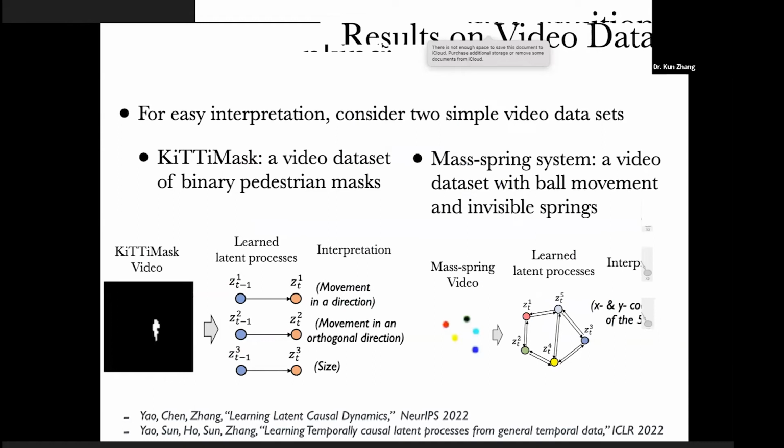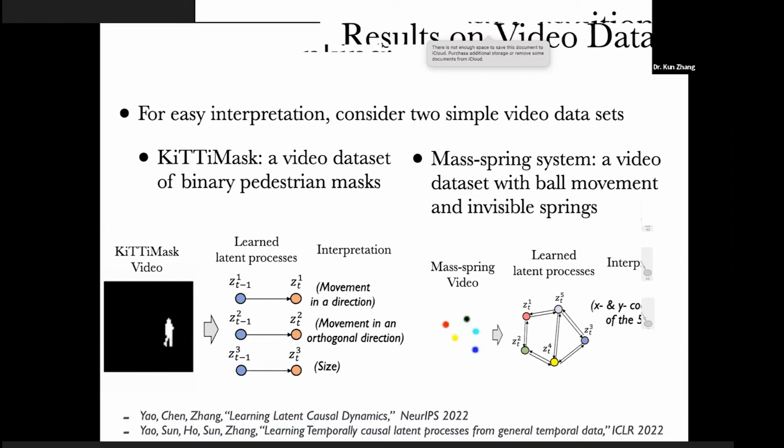Good. Now let me just give some illustrations. So here, let me just show the results on two very simple computer vision data sets. The first one is known as the Kitty Mask data. Here you just have the video, right? You have the raw video as input, and we recover 3 processes. It turns out that the 3 latent processes, recovered processes, are not related to each other, and they are kind of movement in one direction, movement in the orthogonal direction, and the size of the mask. Very simple. You can recover those things automatically.